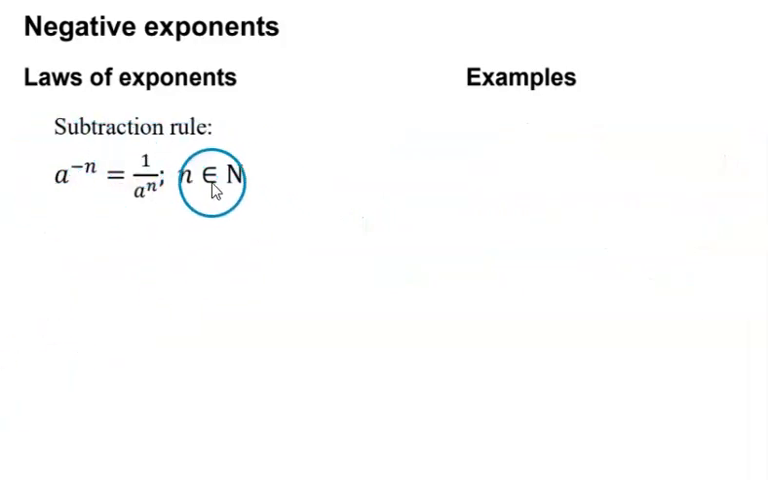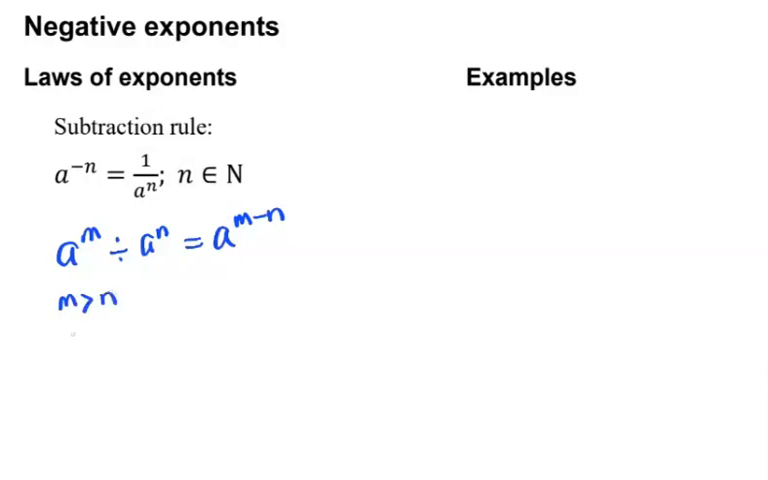Before we look at what is written here, let us go back to our subtraction rule. Remember, we have a to the m divided by a to the n, and we had an answer of a to the m minus n. We already considered m larger than n. We considered m equal to n. Remember, then we arrived at a to the 0 equal to 1, where a is not 0. Now let us look at m less than n.